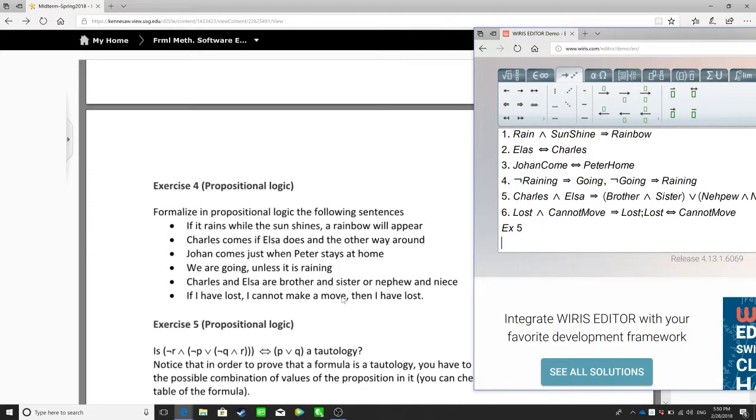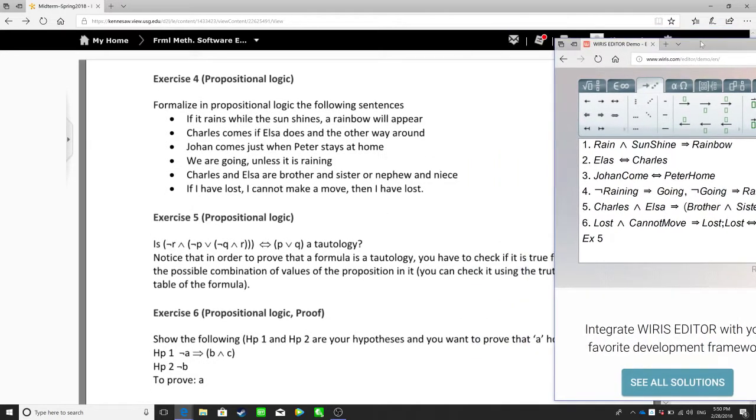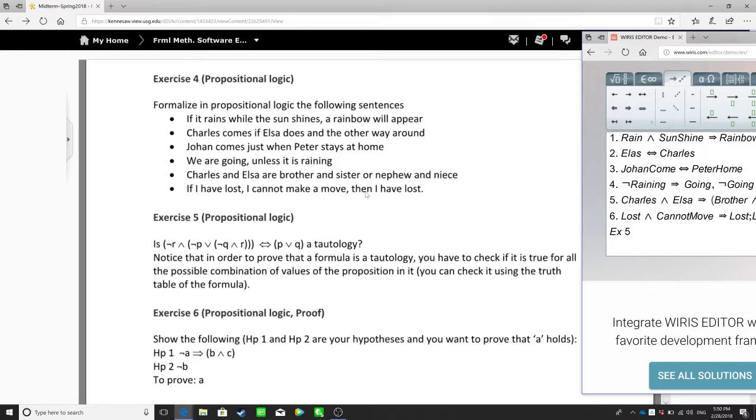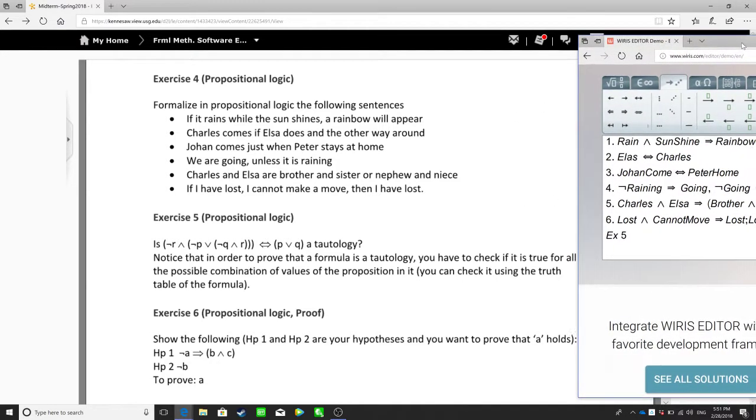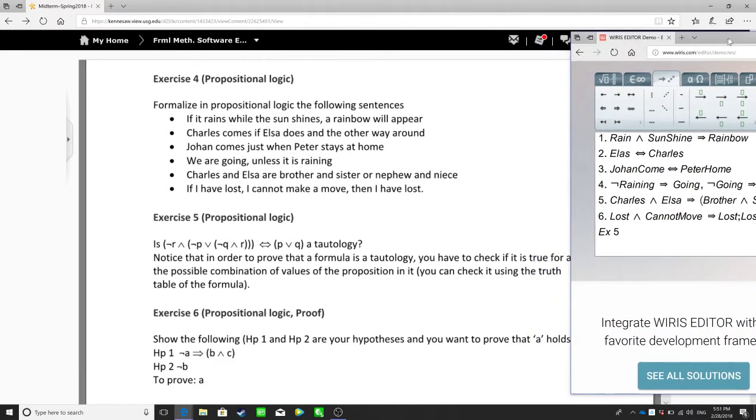Alright, exercise 5. Okay, here I'm asking you, is this expression a tautology? And I tell you that if it is a tautology, you have to check if it's true for all the possible combinations of values. So to solve this question, I actually want you to try each value to see if it is a tautology. We can do some simplification, but I don't see it being more efficient, because if we try the first possible value, which is true, true, true, it's going to be against it.